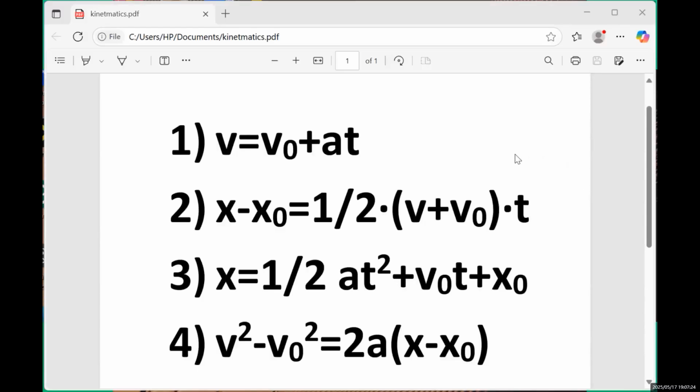Hello. Today we're going to talk about how to derive the equations of kinematics at constant acceleration. They are on the screen right now. V equals V naught plus AT. X minus X naught is 1/2 (V plus V naught) times T. X is 1/2 AT squared plus V naught T plus X naught. And V squared minus V naught squared equals 2A times (X minus X naught).